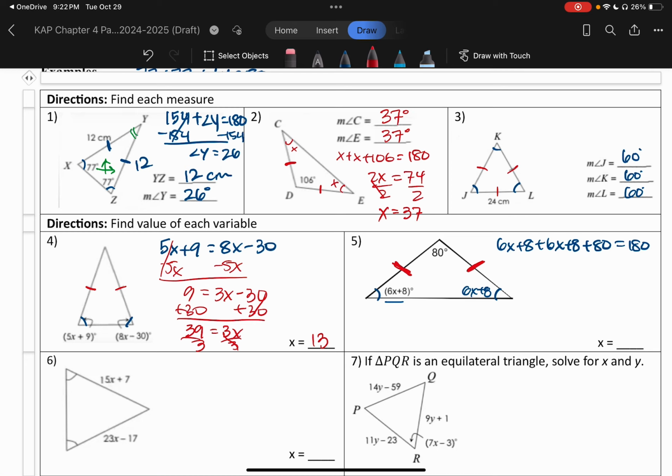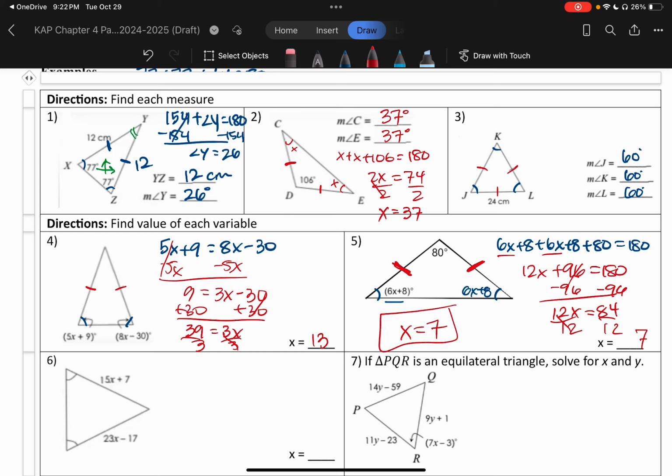Okay, if I combine like terms here, we get 12x. 8 plus 8 is 16. If I add that to 80, it gives me 96. So we got 12x plus 96 is equal to 180. Subtract 96 on both sides. That gives us 12x is equal to 84. If I divide by 12, 84 divided by 12 is going to be 7. So x equals 7. I'm just going to box it over here so it's a little bit easier to read.